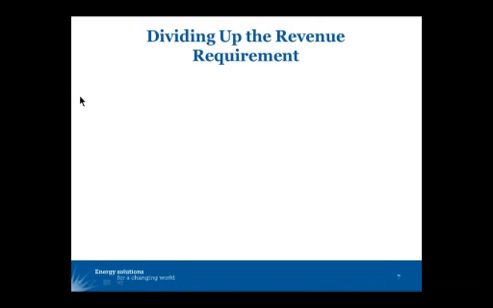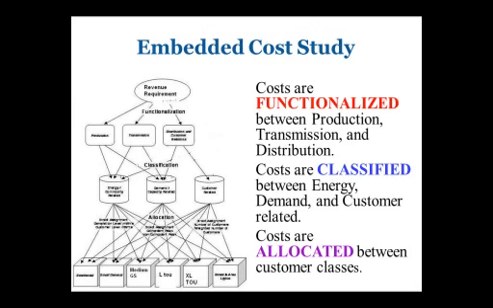Because the majority of states use embedded cost studies, I'm going to start with a very simple view of how an embedded cost study works. It begins with the utility's revenue requirement here at the top, and that gets functionalized into production, transmission, and distribution costs. And then those functionalized costs get classified into customer-related, demand-related, and energy-related costs. And finally, those costs, once classified, get divided among various customer classes.